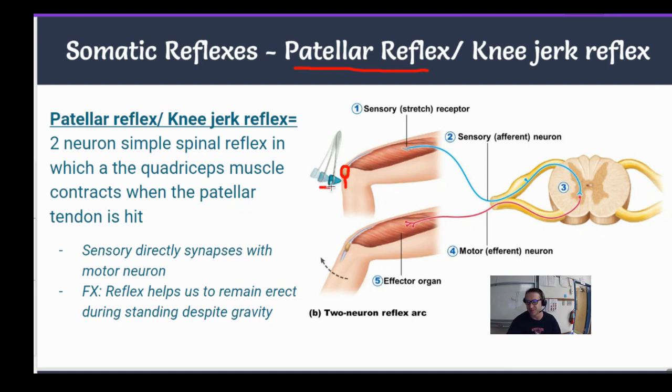It's going to hit you with this little reflex hammer right there on your patellar tendon. It's going to cause your quadricep muscle to become stretched. And that's going to be detected by a stretch receptor right there in your quadricep muscle. So when that thing gets stimulated, it's going to fire an action potential through this sensory neuron.